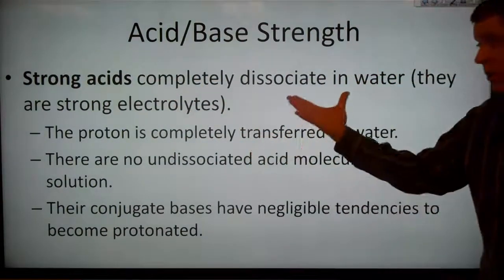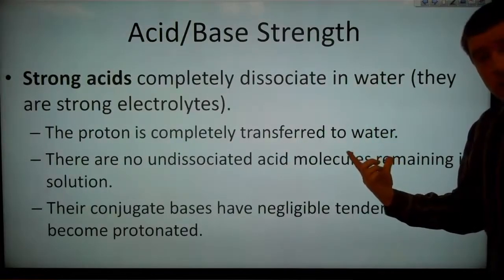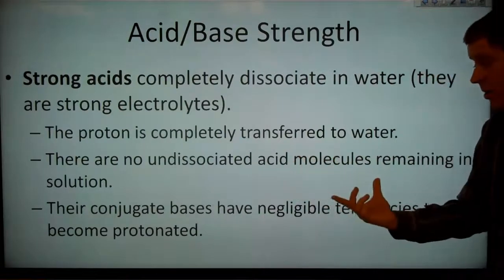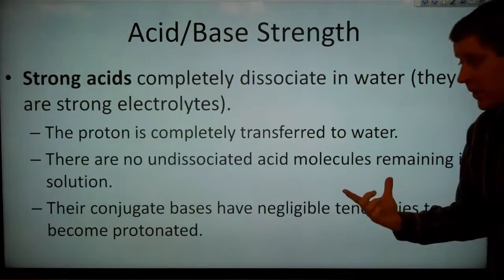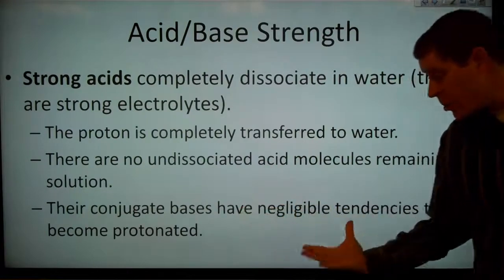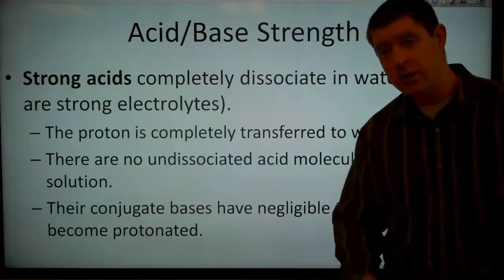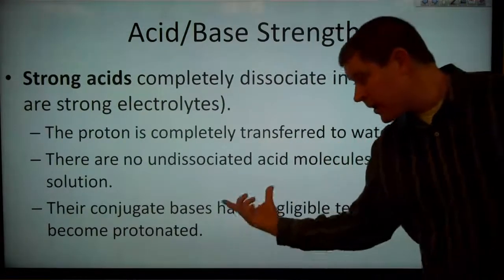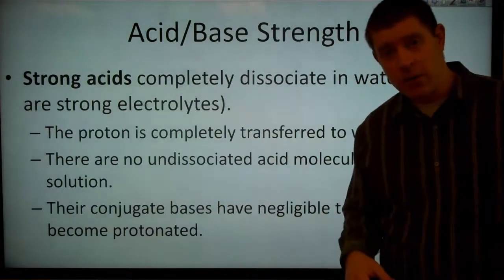So in this case, with a strong acid, the proton is completely transferred to water, it's completely dissociated, and this means that there are no undissociated acid molecules remaining in solution, and this means that then their conjugate bases have negligible tendencies to become protonated. Because if the conjugate base is a strong base, then that conjugate base will just steal the proton back again.